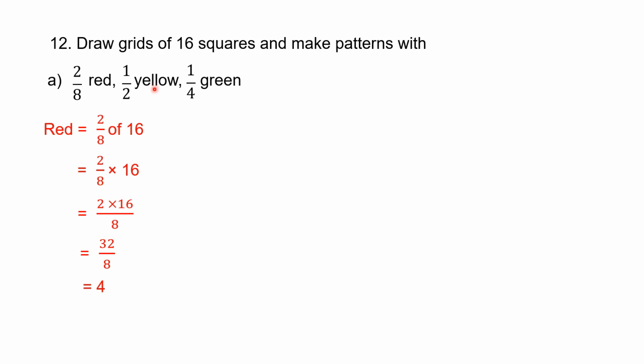Let us find out the number of yellow squares. That is 1 by 2 of 16. 1 by 2 multiplied by 16. Multiply the numerators. 1 into 16 divided by 2. 16 ones are 16 divided by 2. We know that 2 8s are 16. Therefore, it equals 8. 8 squares are yellow in color.